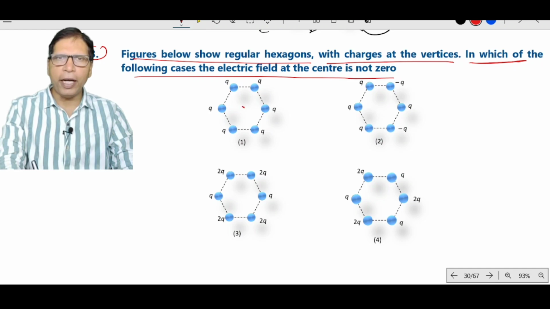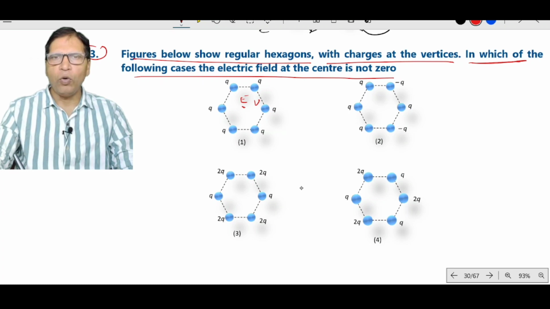So, electric field at the center is equal to 0. Okay, look at this. Here, the electric field due to this charge and the electric field due to this charge cancel out. Electric field due to this charge and this charge cancel out. And here, these cancel out. So, here the electric field is 0.